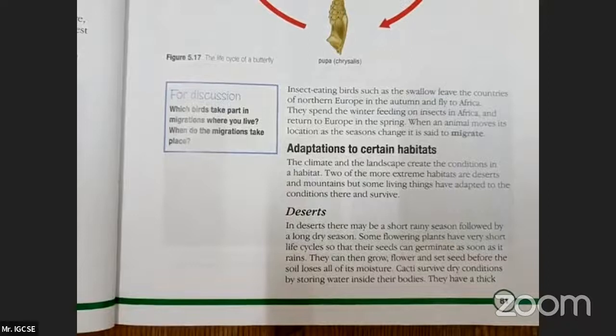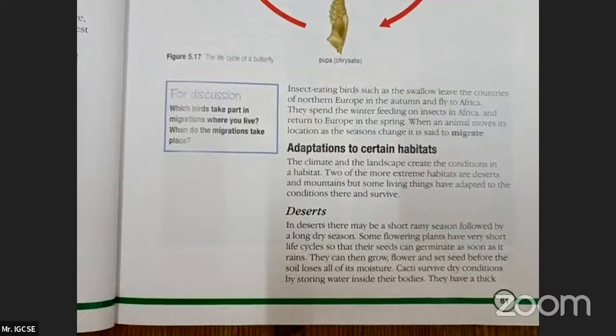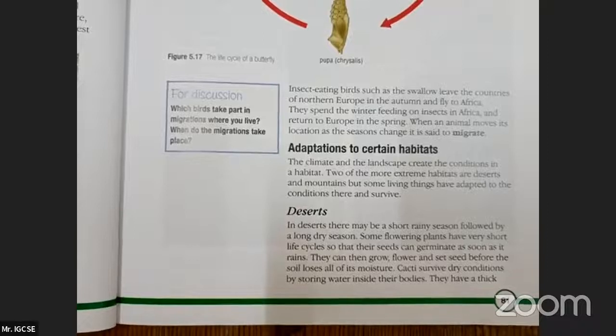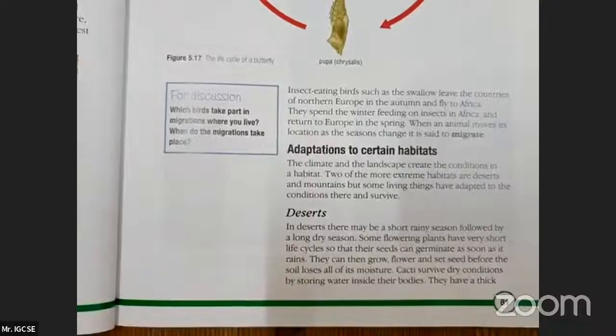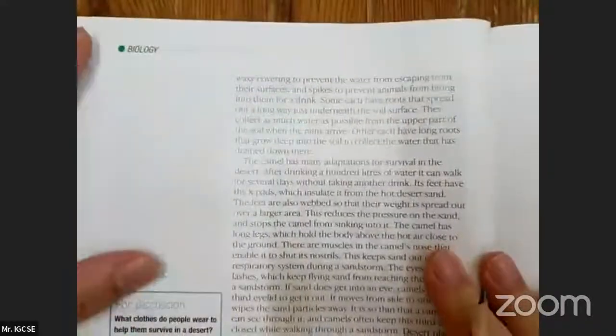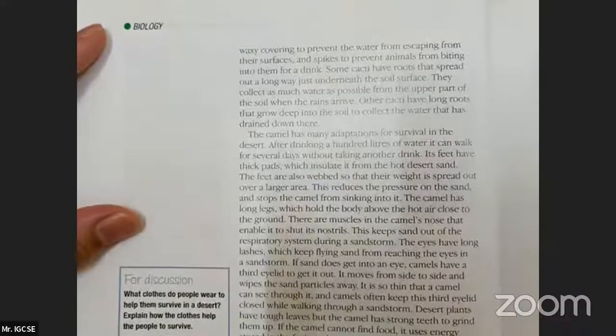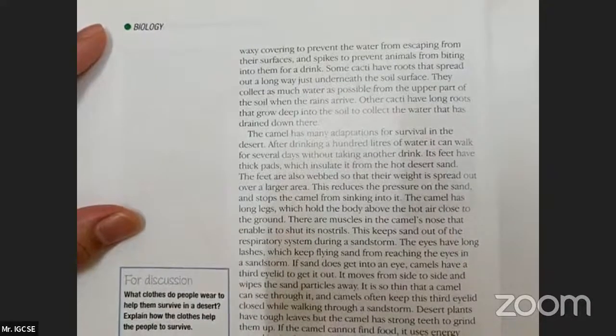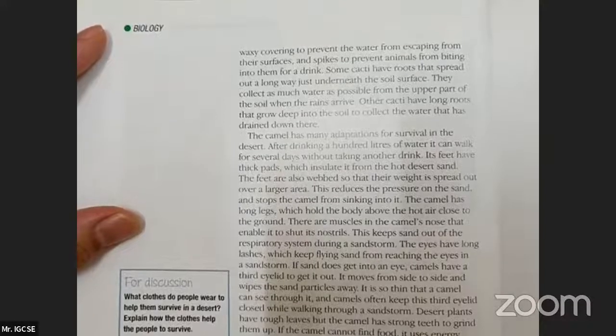A desert is a place with a short rainy season followed by a long dry season. Some flowering plants have a very short life cycle so that their seeds can germinate as soon as it rains. They can then grow, flower, and set seeds before the soil loses all its moisture again. Cacti survive the dry season by storing water inside their bodies. They have a thick, waxy covering to prevent water from escaping from their surface, and spikes to prevent animals from biting into them for a drink.